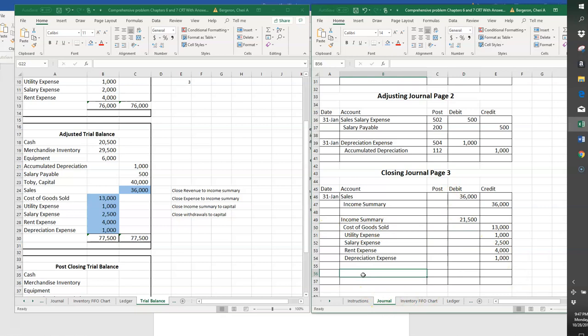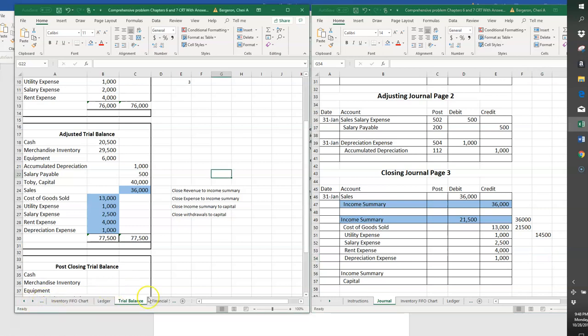The next step says to close income summary to capital. So at this point, I need to see what is inside of income summary. Oops, I didn't mean to make that in all caps. I'm not shouting. There we go. So I have a credit of 36,000 and a debit of 21,500. Those are the two things that I've done to income summary. A debit and a credit are subtracted, and so their balance is 14,500, and that should match net income. To make sure, we can look at our financial statements, and it does equal net income, so that's good.